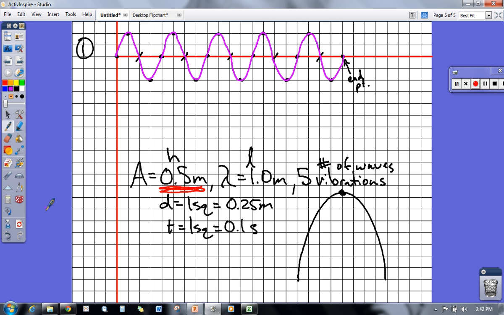So in addition to giving you those variables on number 1, they also ask 2 questions. They want to know the frequency and the period. So, over to the side, I'm going to calculate my frequency.